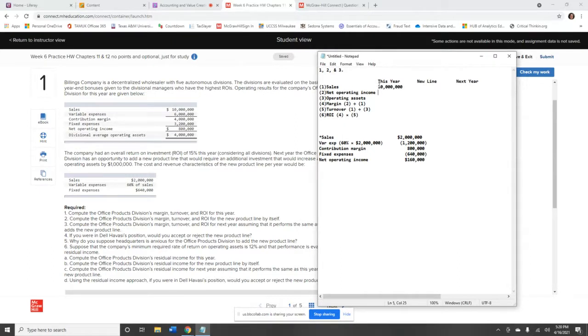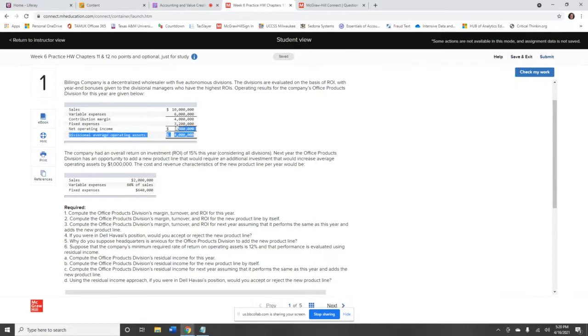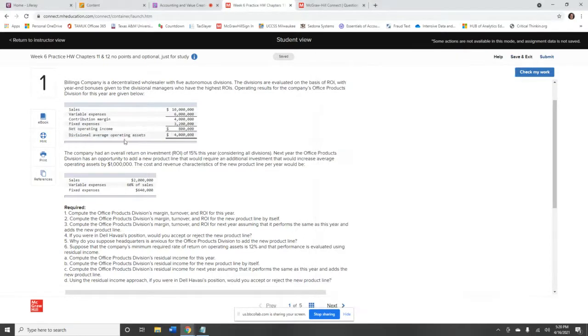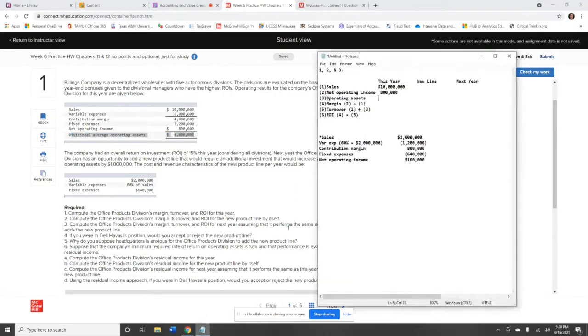And for net operating income, I guess I should put $1 there. We also know that that is 800,000, right? So assets, they tell us, right? Here's the division, just this division where Dell's the supervisor. That division has operating assets of 4 million. Okay, so now I can calculate my margin and I can calculate my turnover, and then I can calculate my ROI.